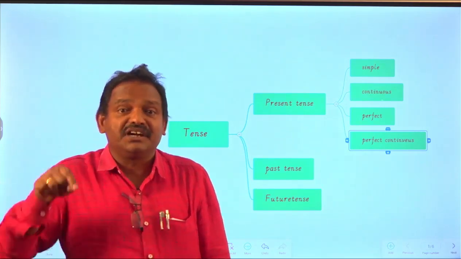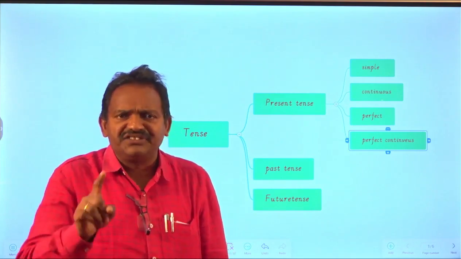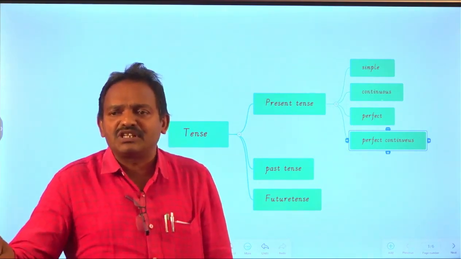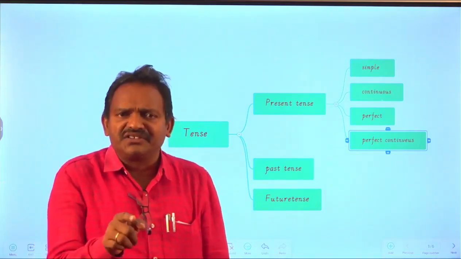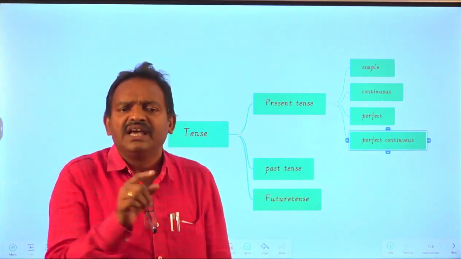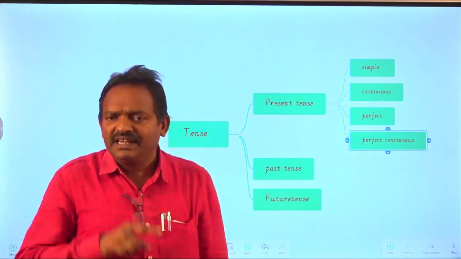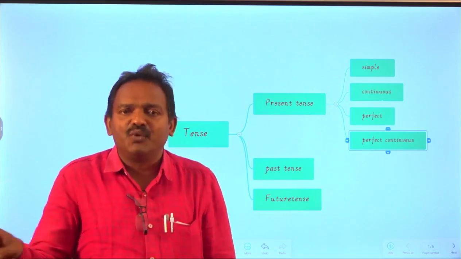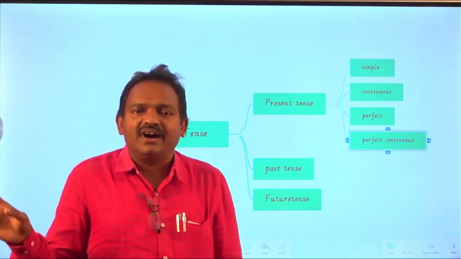Here in the present continuous tense, we have to use the present participle. Subject plus is, am, are plus present participle plus object. That is the structure of present continuous tense. We have to use is with he, she, it: he is, she is, it is. Am is for I only. The remaining are for you are, we are, they are.